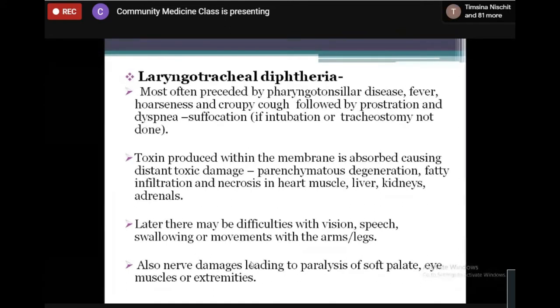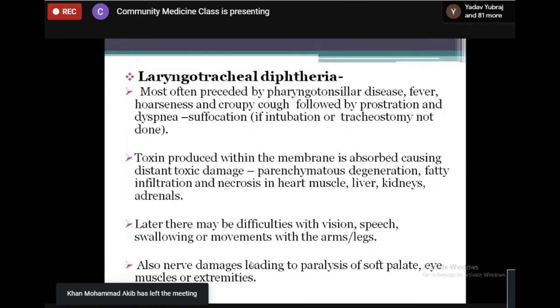Okay, followed by prostration and dyspnea. So what happens? The child will develop this croupy cough, a very strong cough, where the child forcefully starts coughing out. After coughing, the child will feel extremely weak, with prostration and fatigue, along with malignant fever. If you have bouts of cough, after the bouts stop you will feel very tired, and dyspnea. The child will also develop difficulty in breathing after the croupy cough, and sometimes the child may also feel suffocated.